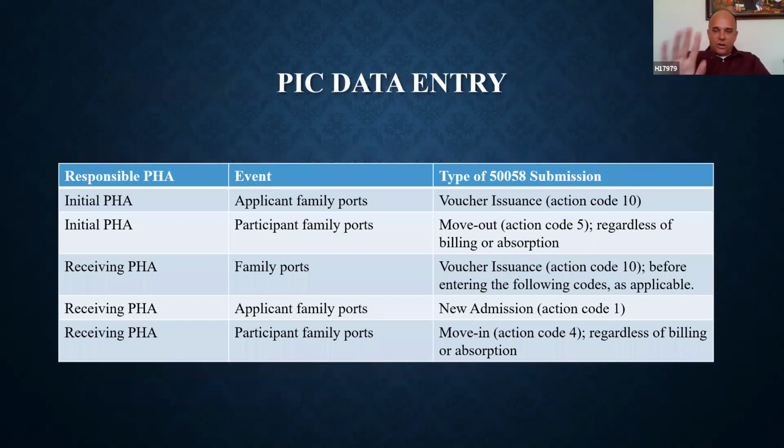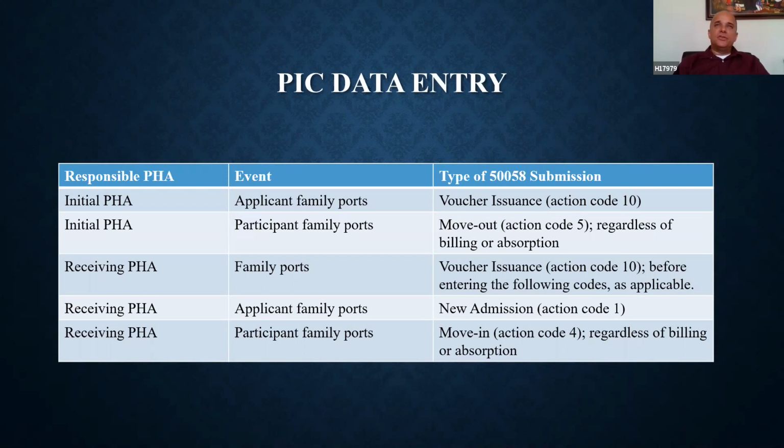And I want to cover just really quickly a few points about PIC data entry. Normally, in the initial PHA's jurisdiction, the initial PHA is always going to issue a voucher issuance code. This is a code 10. It's not a full 5058. It's kind of a partial 5058 that captures some basic information for the family, okay?